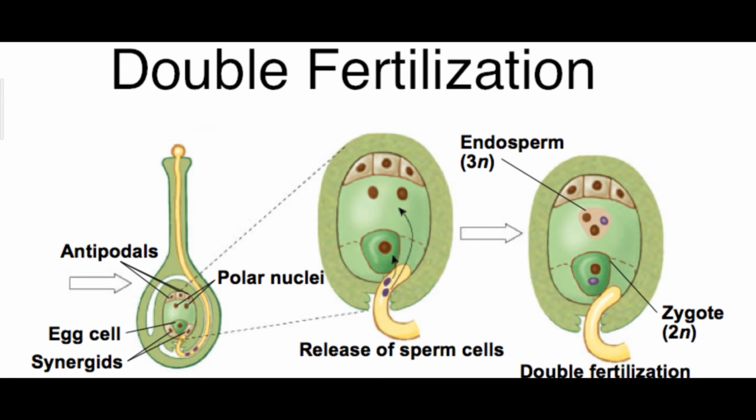Zygote is the fusion between two cells, the male gamete and the egg cell. It contains two nuclei, that's why in brackets the zygote is written 2n. Endosperm is the fusion of three nuclei, that's why it is written 3n.